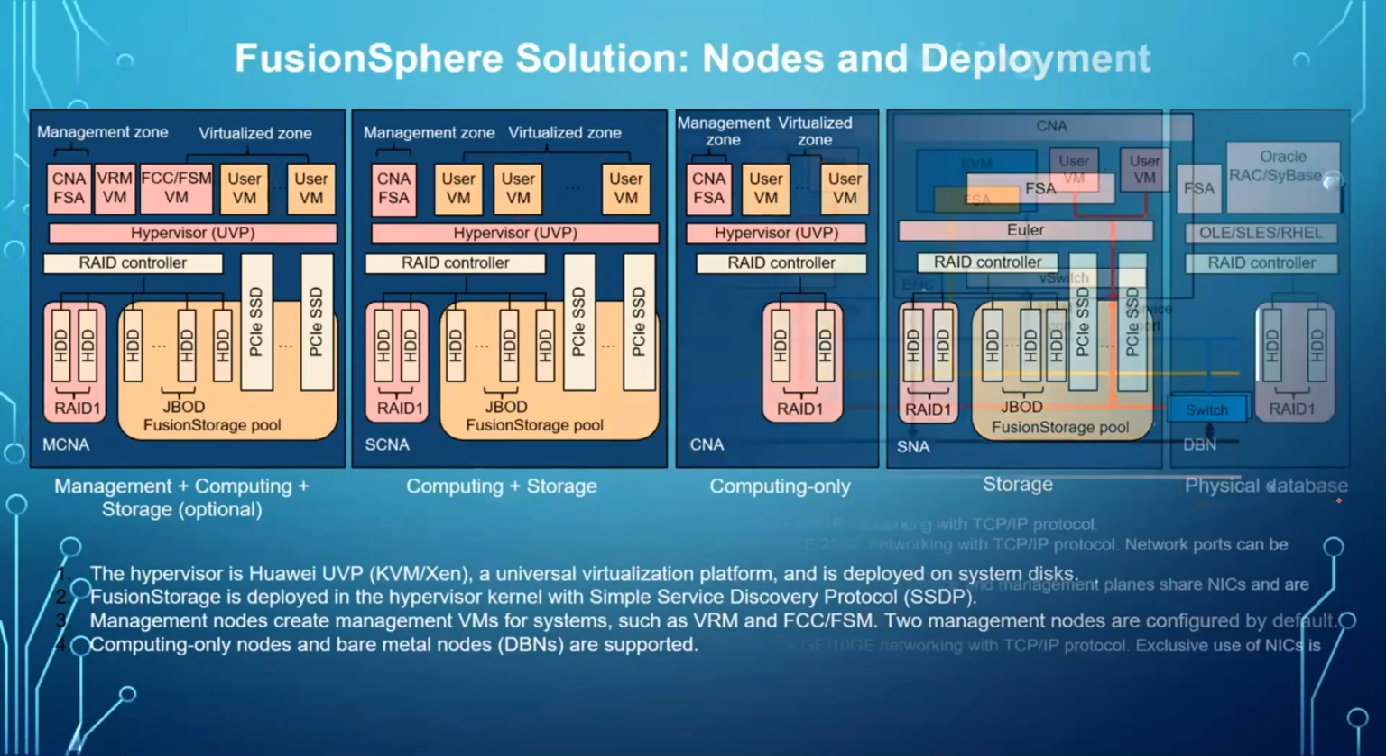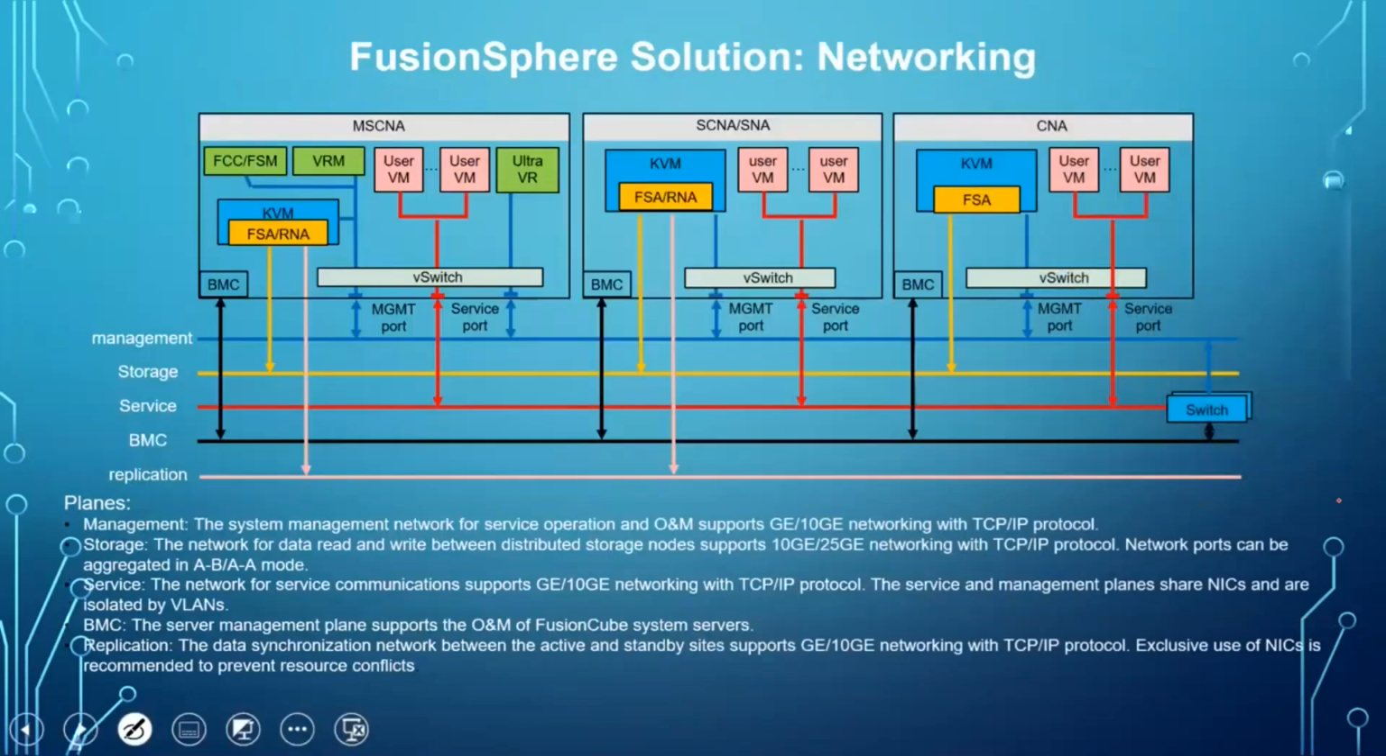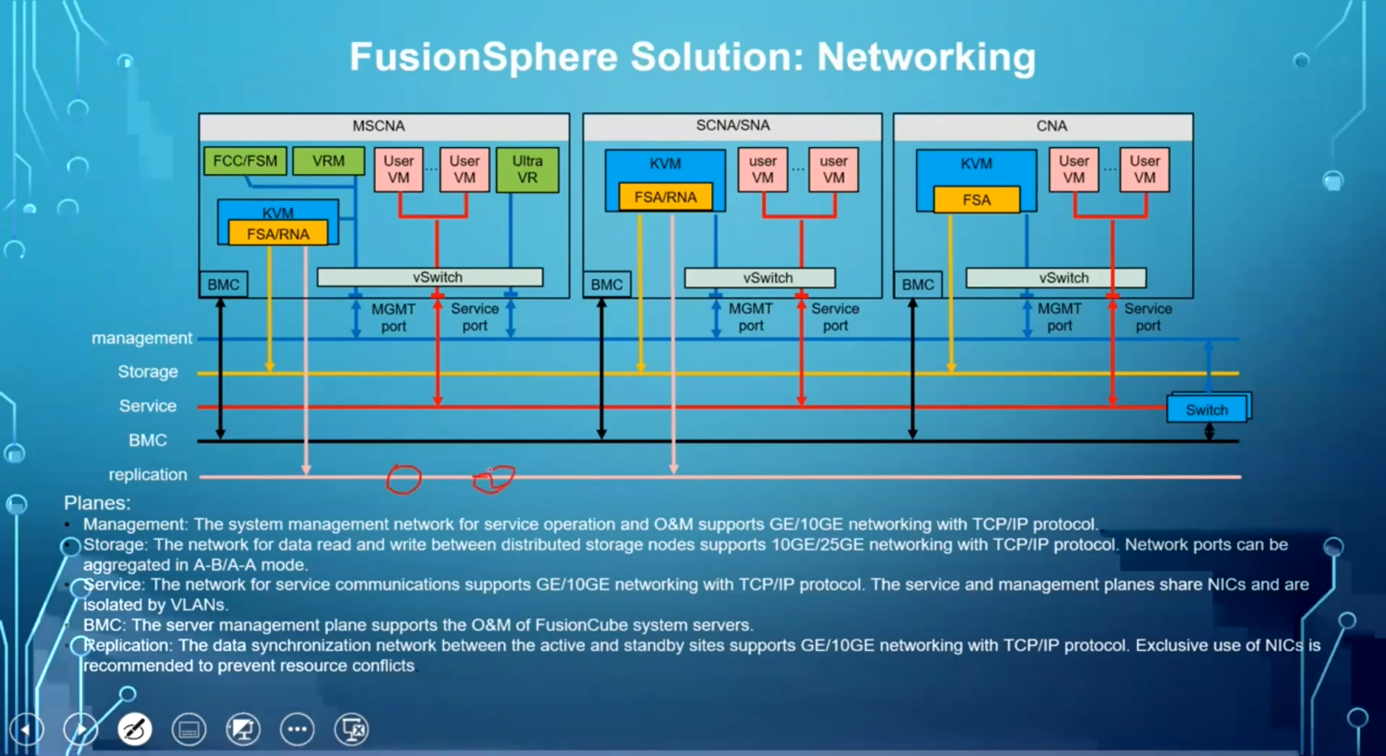Okay, let's see the networking. We need 5 networks. This replication network is used for replication. For example, if you want to replicate from one HCI to another HCI, these replication links will be configured for replication only. So 2 links will be required, 2 physical NICs, to configure the replication link between these chassis. And once you configure the replication, you have to assign these links for replication only.